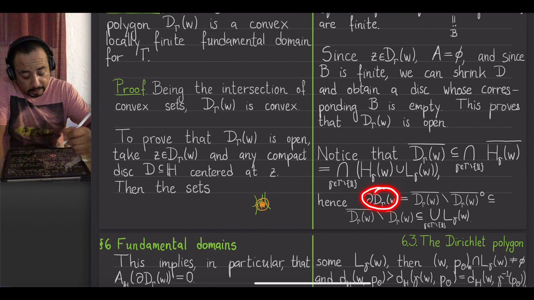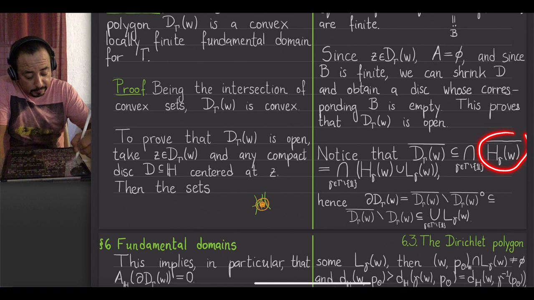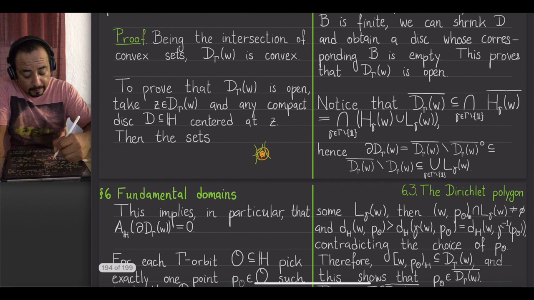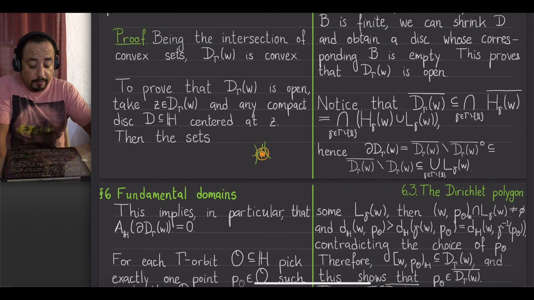So when you take a point in the boundary, it must be in all of these closures, but then in particular there must be one of the H's where it does not lie, and for that one, we see then that it's in the corresponding L, right? So this boundary is contained in the union of the bisectors. So we see that the boundary is comprised of segments or points from the bisectors.